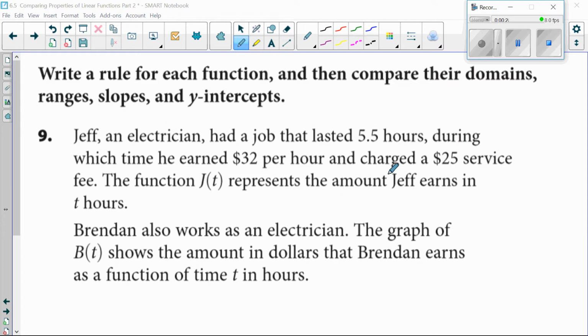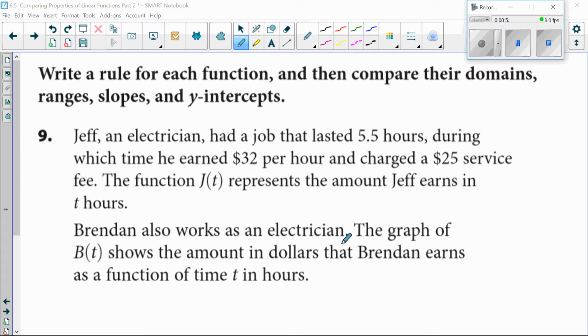So let's get started. In this example, it says Jeff is an electrician and had a job that lasted 5.5 hours, during which time he earned $32 per hour and charged a $25 service fee. The function J of T represents the amount Jeff earns in T hours. So they want to know for every hour he works, how much money is he making? So we're going to write the function for that.